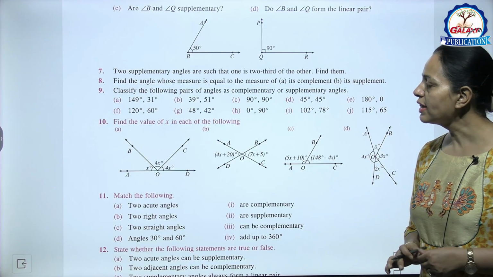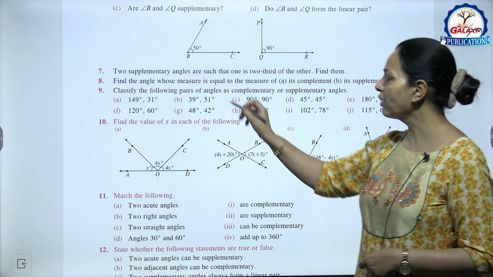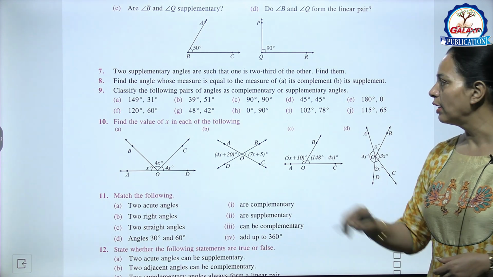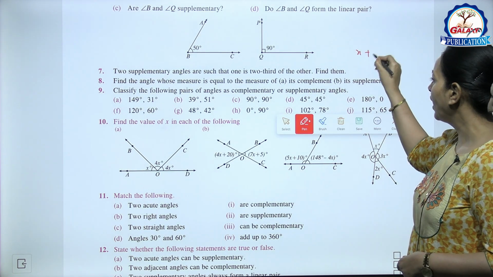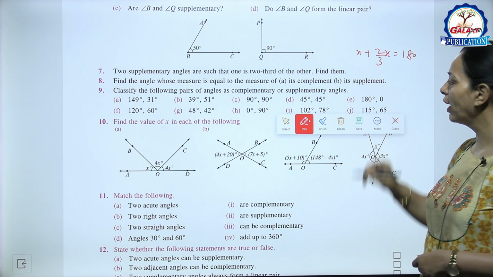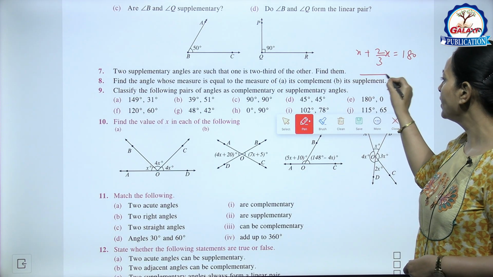Now here 7th question, 2 supplementary angles are such that one is 2/3 of the other. Find them. Let one be x, and the other is 2/3 of x and their sum is 180. Now 3 LCM.